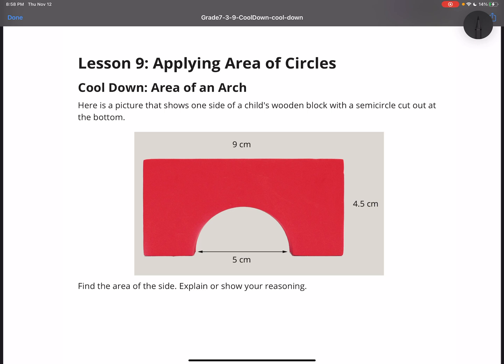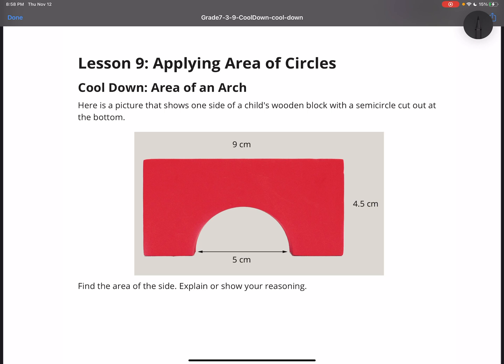Review. All right, so it says, here's a picture that shows one side of a child's wooden block with a semicircle cut out at the bottom. It says, find the area of the side. Explain or show your reasoning. Now, guys, I kind of don't like the way this question is worded. I kind of wish it just would have said, find the area of the wooden block, but that's basically what they want us to do. But let's just get started.